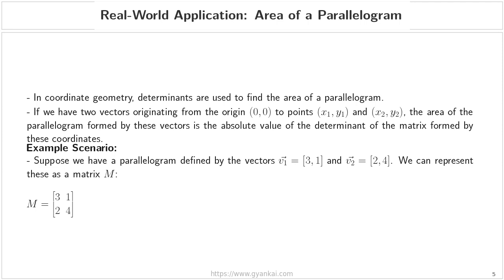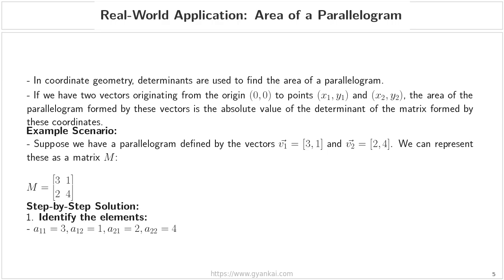Suppose we have a parallelogram defined by two vectors, vector v sub 1, which is 3, 1, and vector v sub 2, which is 2, 4. We can arrange these coordinates into a square matrix, which we'll call matrix M, where the first row is 3, 1, and the second row is 2, 4. To find the area, we follow the exact same steps we practiced in the previous slides. First, let's identify our elements.